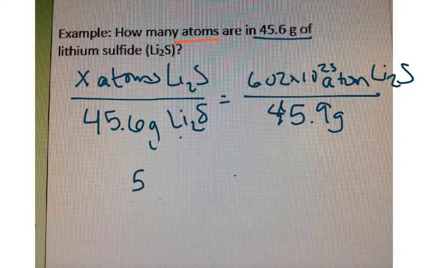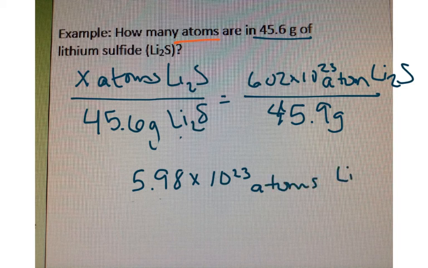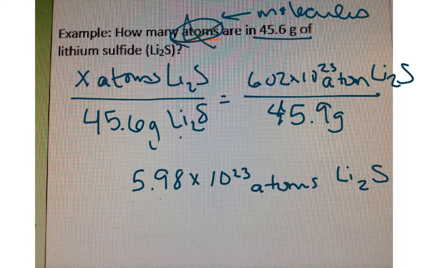So now all I have to do is cross multiply, and when I cross multiply, what I'm going to get is 5.98, rounded to the 3 sig figs, times 10 to the 23rd atoms of lithium sulfide. And actually this should say, instead of atoms, it should say molecules. So we're going to cross that off and write MC for molecules.